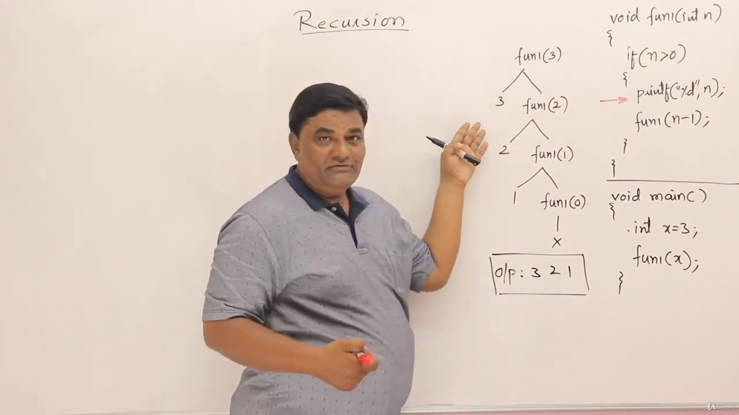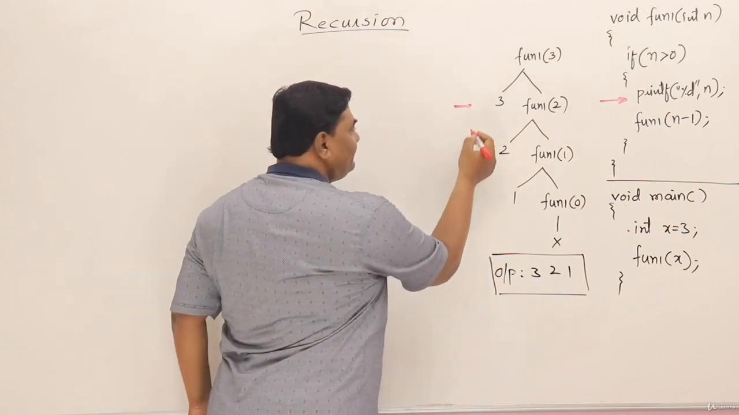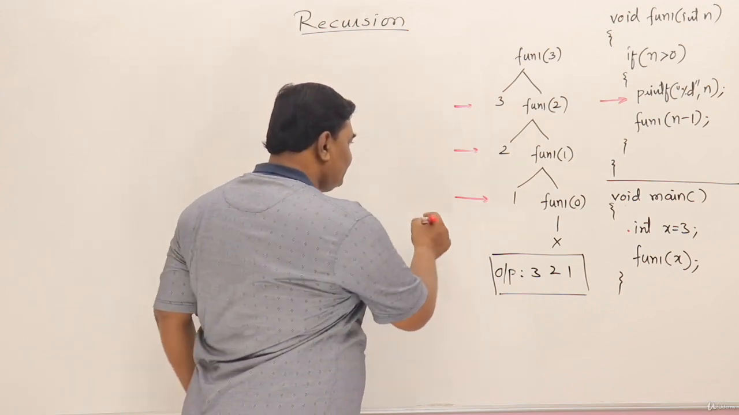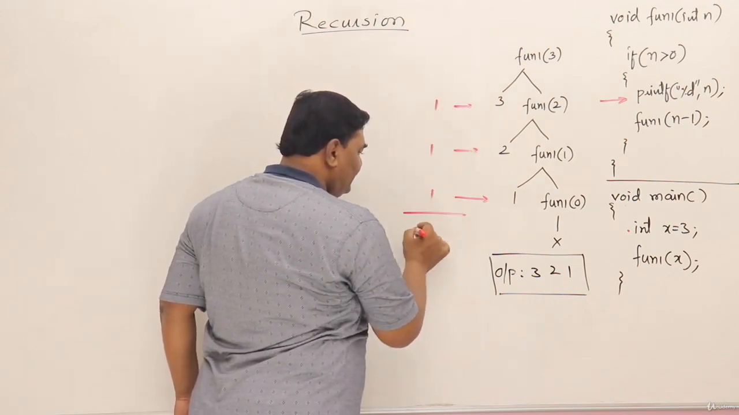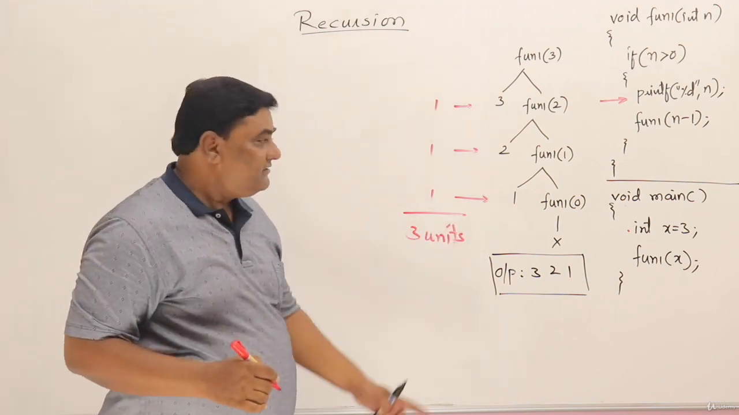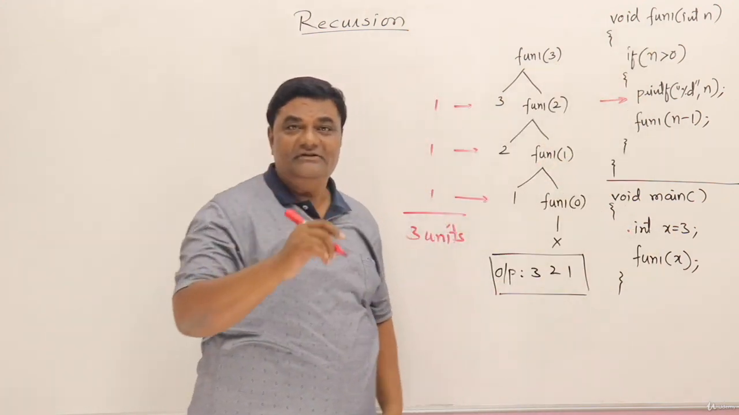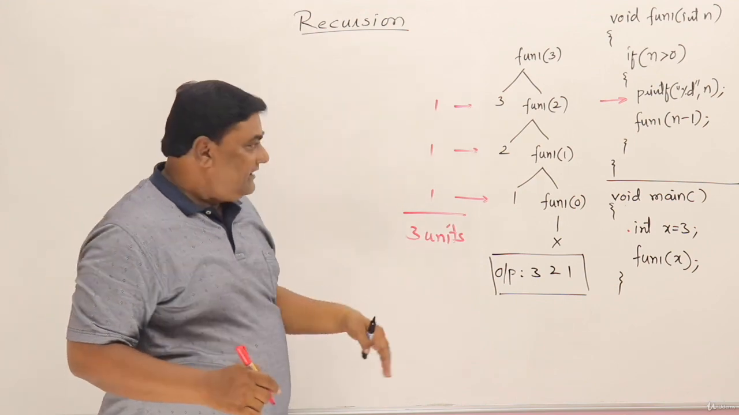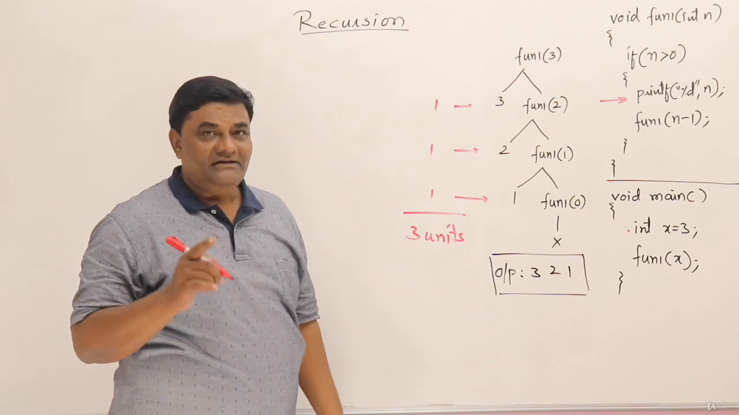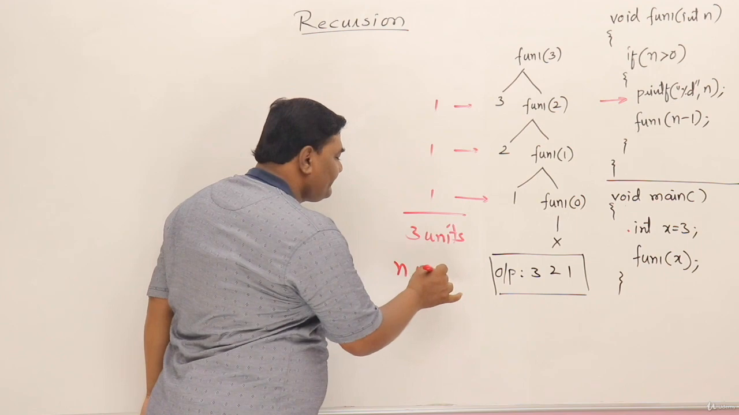Let us look into the tracing tree or recursion tree. Here it is printing 1 time, 2 times, 3 times. So total how many units? 1, 1, 1. So I can say it takes 3 units of time for the value of n as 3. If I make it 5, then it will take 5 units of time. Then for n, it will take n units of time.